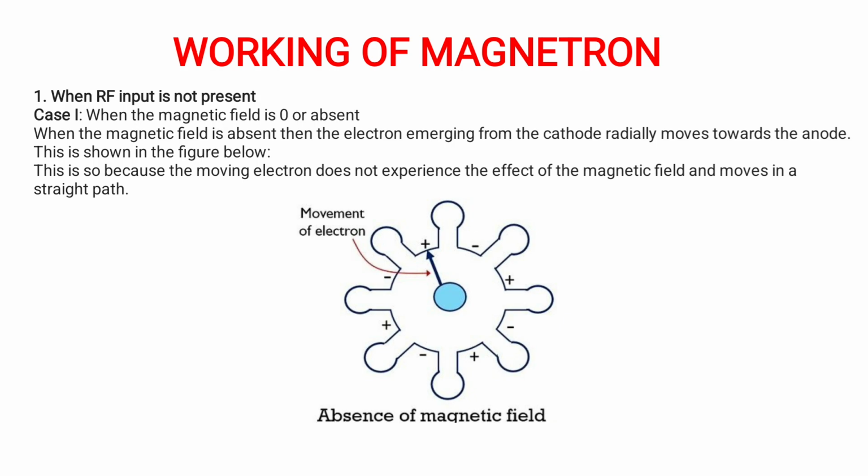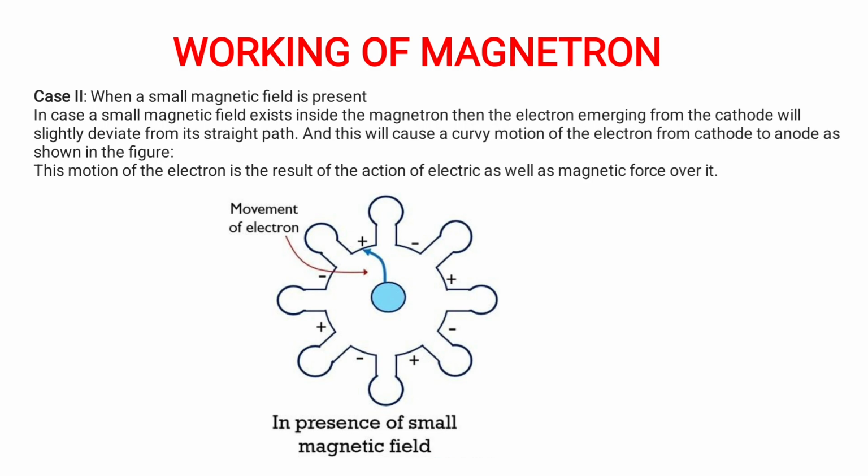The first case is when the RF input is not present. Consider the time when the magnetic field is zero or absent. When the magnetic field is absent, the electron emerging from the cathode moves radially towards the anode. This is shown in the figure below, and it is so because the moving electron does not experience the effect of the magnetic field and moves in a straight path. So this is the absence of the magnetic field.